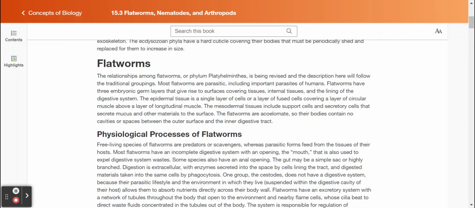Flatworms. The relationships among flatworms, or phylum Platyhelminthes, is being revised, and the description here will follow the traditional groupings. Most flatworms are parasitic, including important parasites of humans.